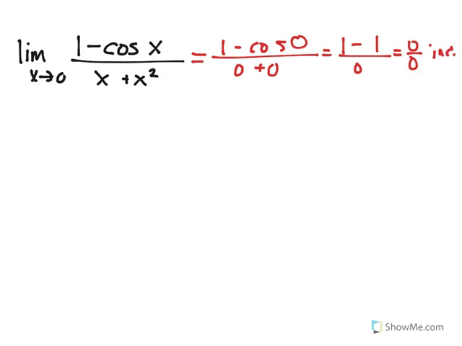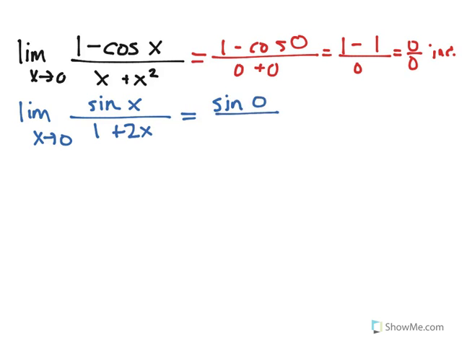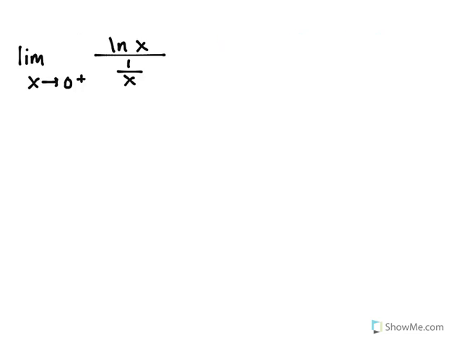So we can apply L'Hopital's rule, which tells us that the limit as x approaches 0 of that function is equal to the derivative of that function, which is sine of x over 1 plus 2x. We fill in the 0, and we get sine of 0 over 1 plus 2 times 0. Sine of 0 is 0 over 1, which equals 0. So the limit of this function is 0. Remember, if you get values of 0 over 1, that's an acceptable value. It equals 0.